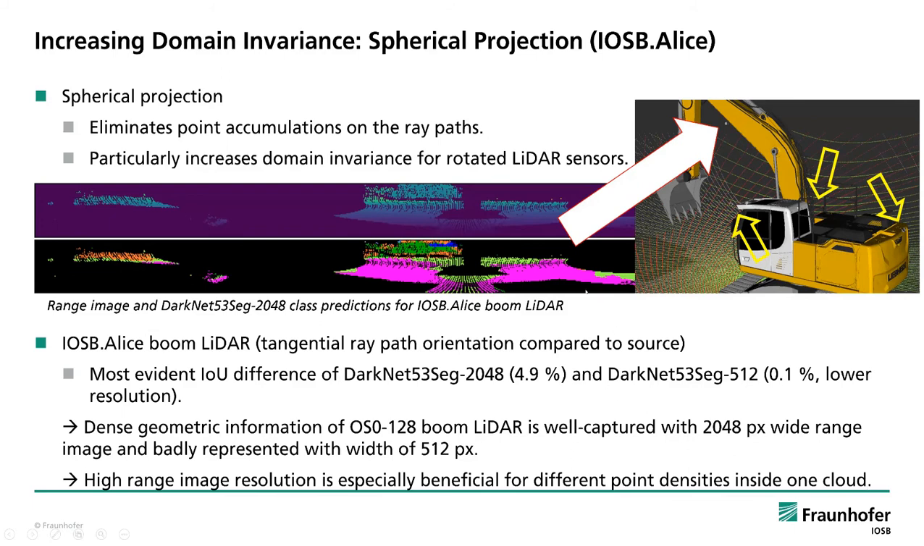As I said, the spherical projection helps because you can eliminate point accumulations of the ray paths, and it also increases the domain invariance for rotated 3D LiDAR sensors. What was also very interesting is that the boom sensor, mounted here below the excavator boom with the rays in that direction, has the most evident difference in the IOU. So what comes out is that a high range image resolution is especially beneficial for different point densities inside one cloud.